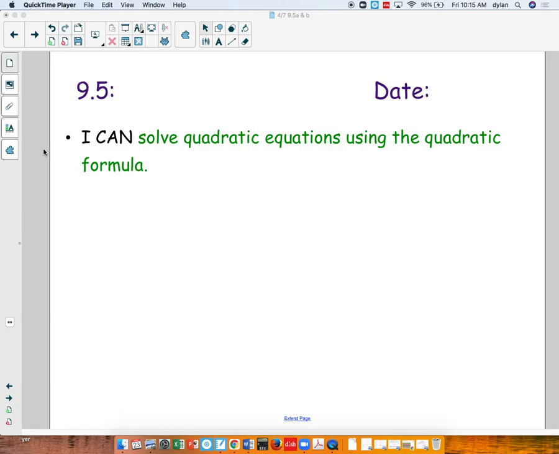In this lesson, we're going to look at another piece of the quadratic equation in more detail, known as the discriminant. And then we're also going to derive the quadratic formula together as well. So make sure you have a piece of paper out with the section number, the date, and the I can statement, and then resume the video as soon as you are ready.